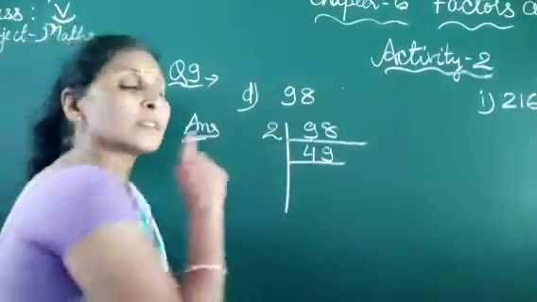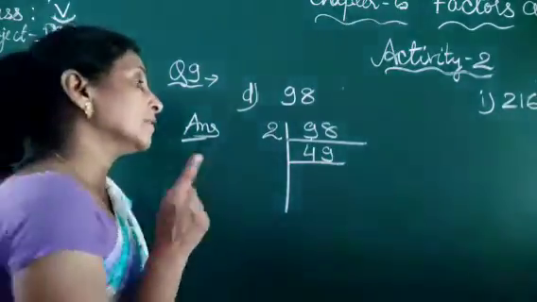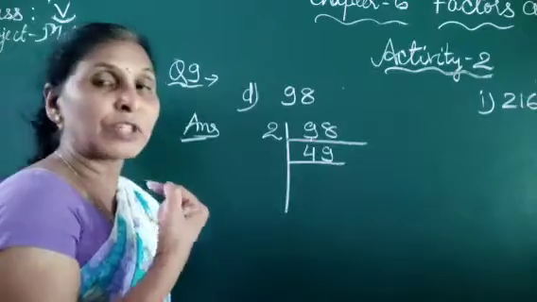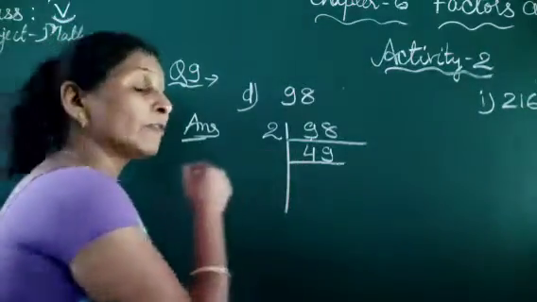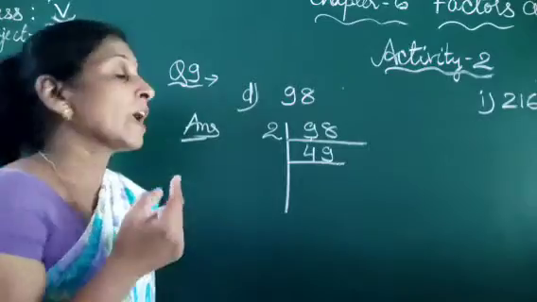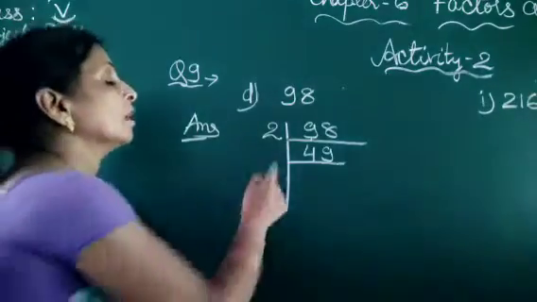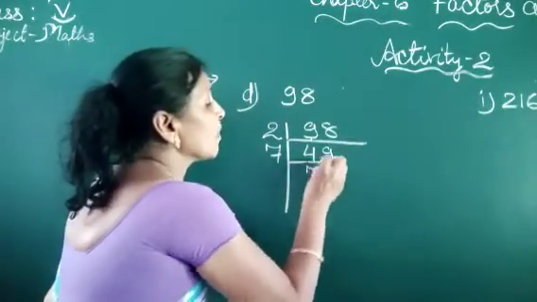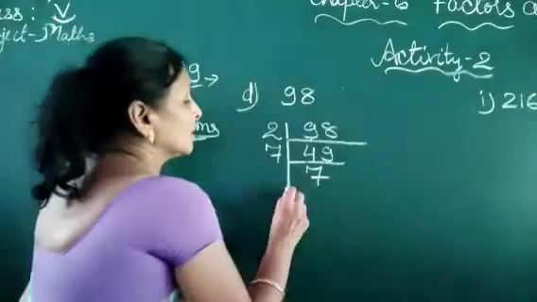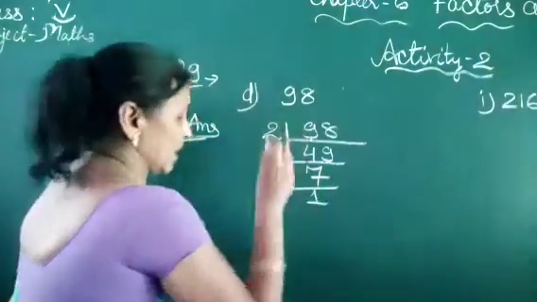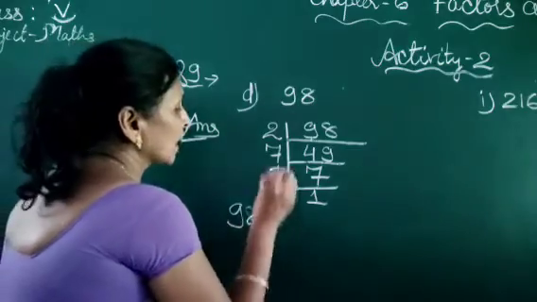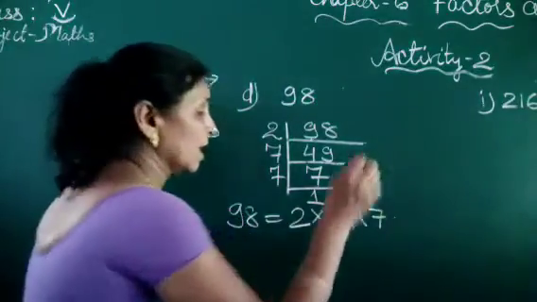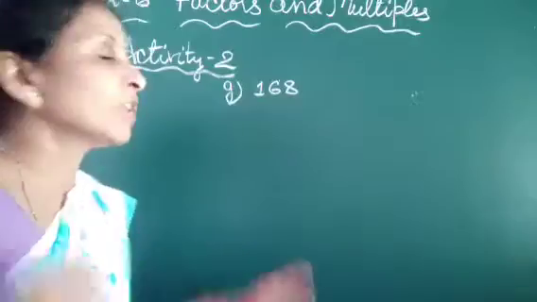Now 49 is not divisible by 3, then we see the next prime number after 3, which is 5. Now again 49 is not divisible by 5, and the next prime number is 7. Now 49 is divisible by 7. So here we write 7, 7 7s are 49, and 7 1s are 7. The prime factorization of 98 is 2 multiplied by 7 multiplied by 7. This is the answer.